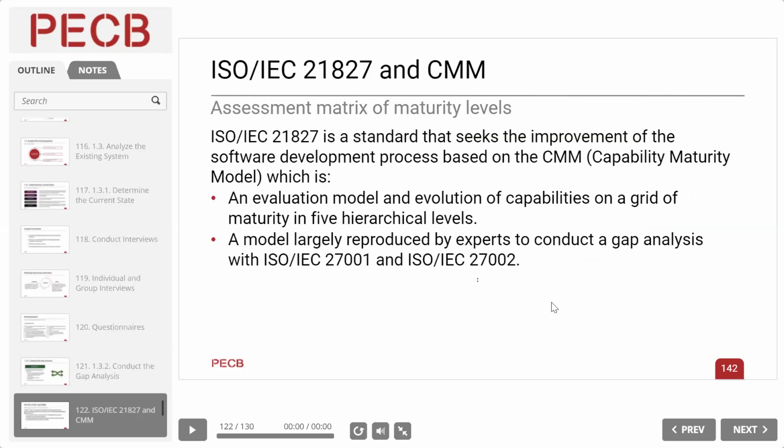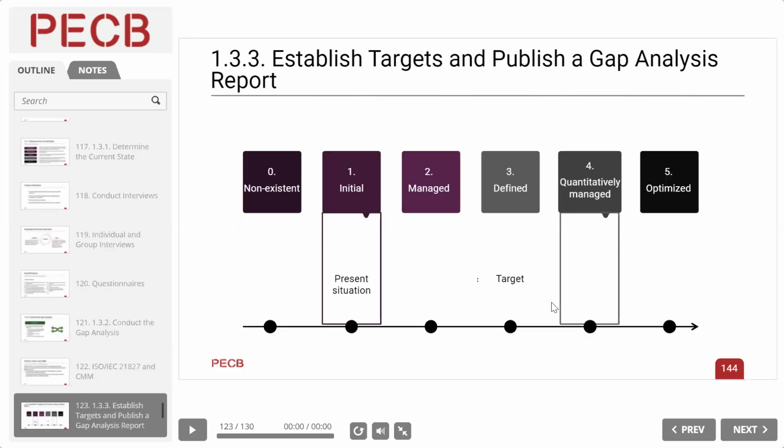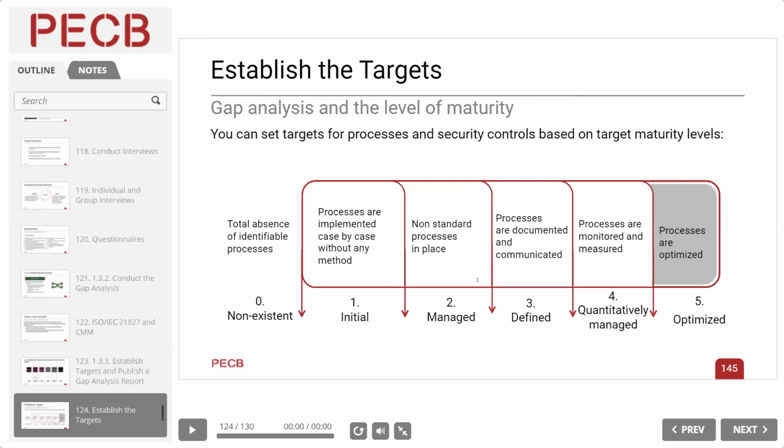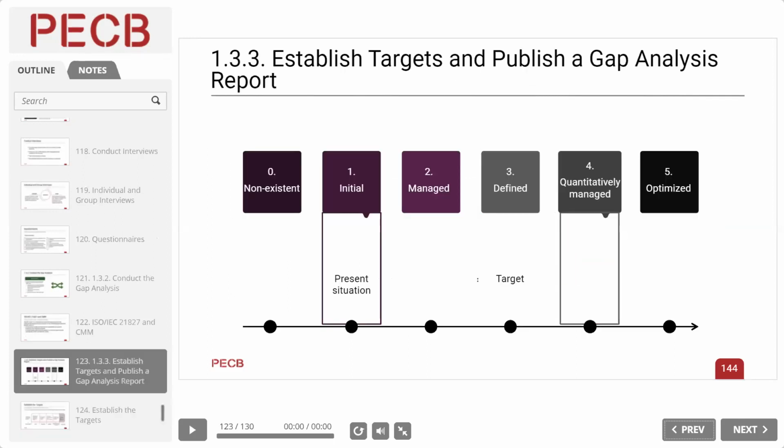Okay. And then one of the standards that we use is the CMM, which is related to ISO 21827. CMM is Capability Maturity Model. And this is what it looks like. So the capability maturity model indicates the maturity of your processes and your activities. It starts at 0, non-existent. So it means that the process might be non-existent, and all the way to optimized.